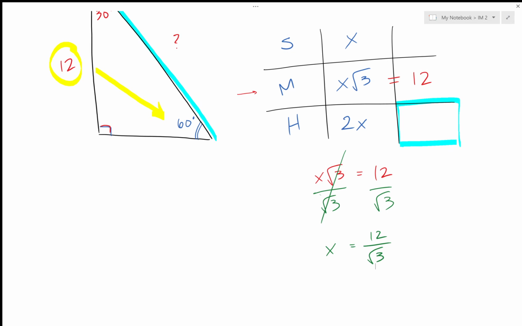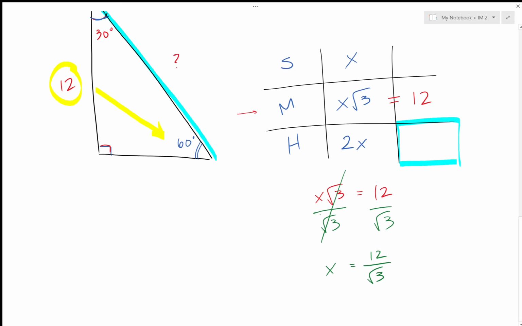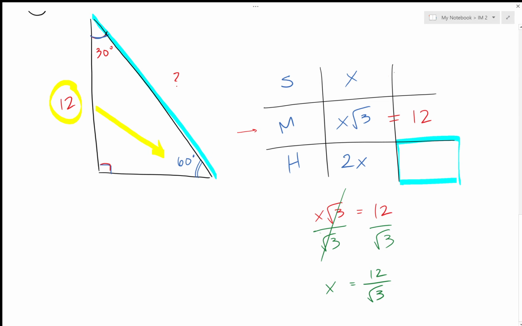Now today, we're not going to make it a decimal. We're just going to leave it like this. X is by itself. That's the x value. And there's a box up here that asks me what x is. So I'm going to go ahead and put 12 over square root 3.